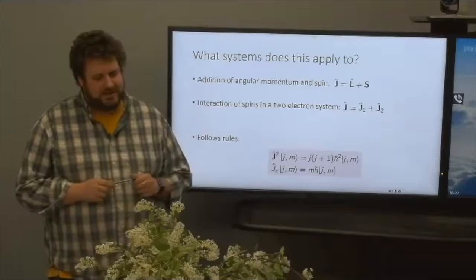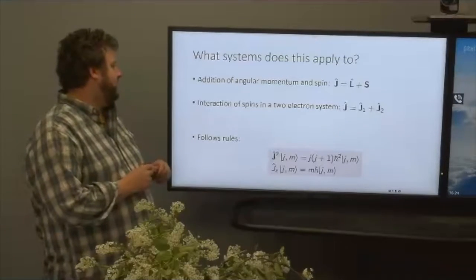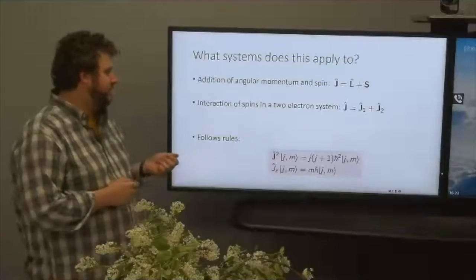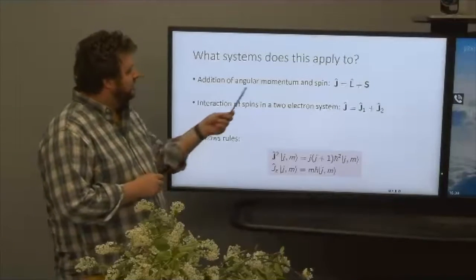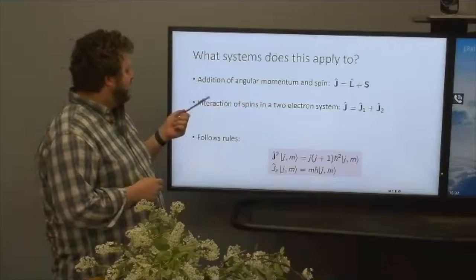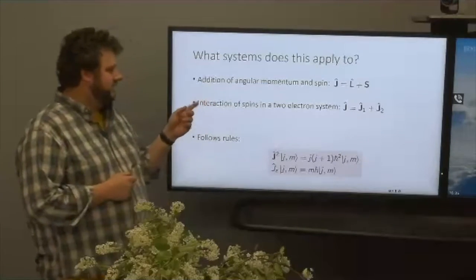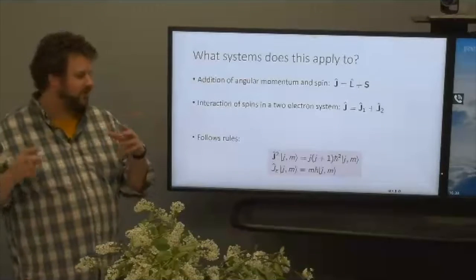All right. So in the previous quantum class, we talked a lot about angular momentum in a system where you have a single spin or a single nucleus. In this case, we wanted to talk about the addition of angular momentum, two different spins in the system.